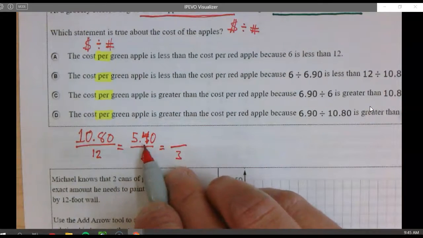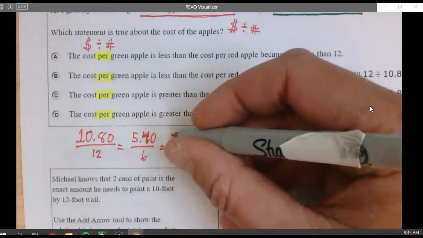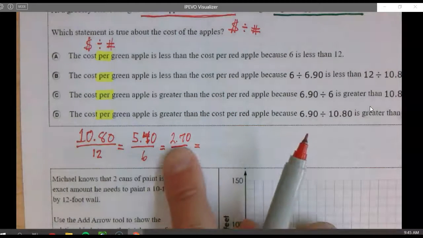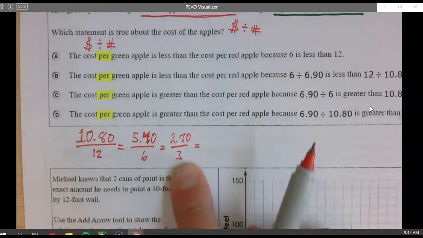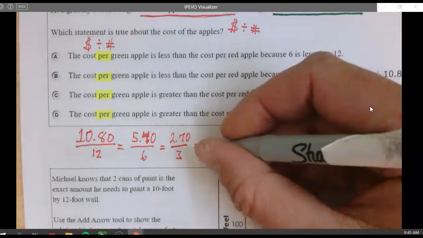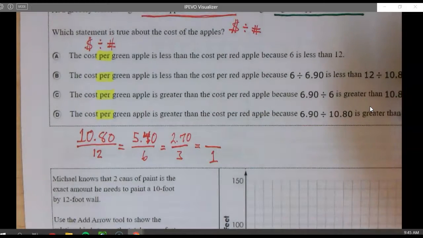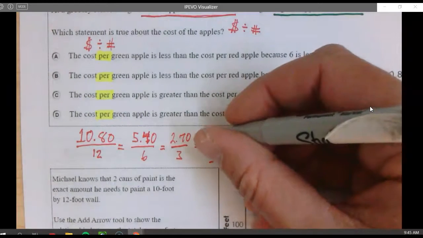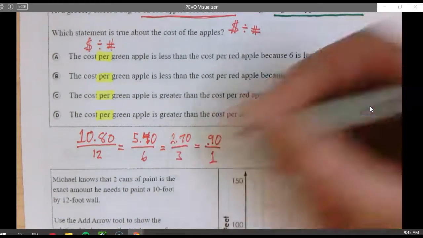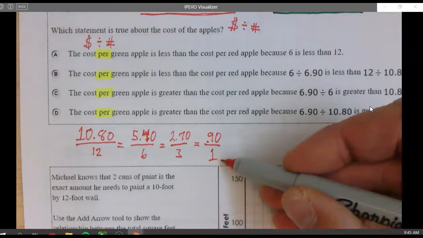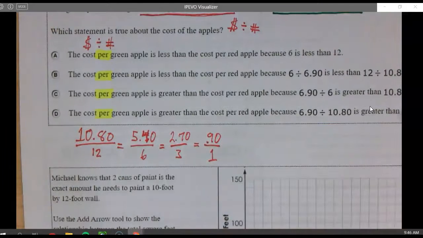$2.70 over 3. I think of this like 27, and I can divide that by 3. What's 27 divided by 3? 9. So really this is 90 cents. All right, so I finally worked my way back to 1 red apple.